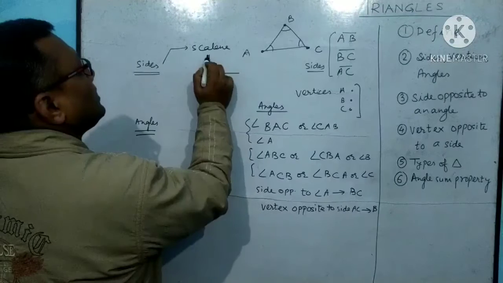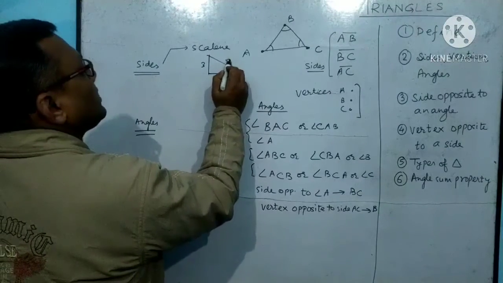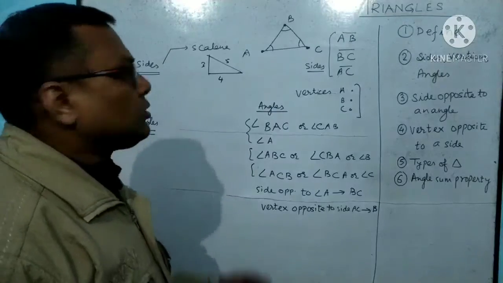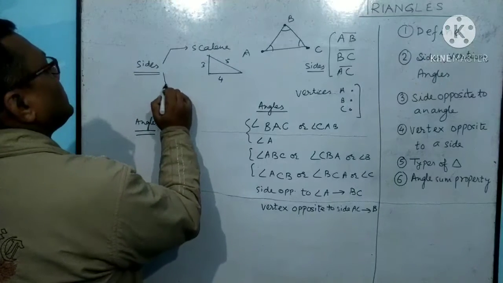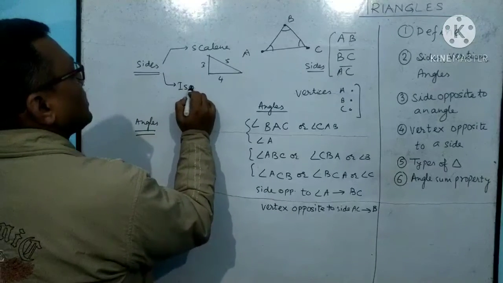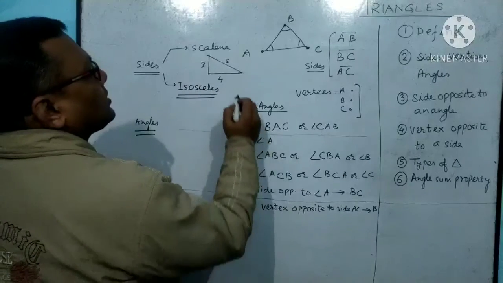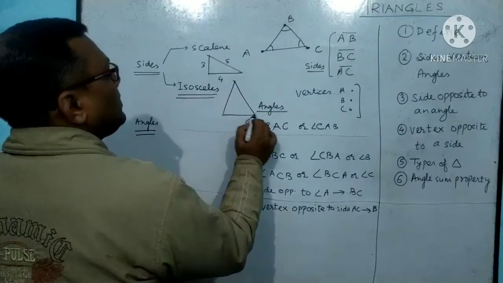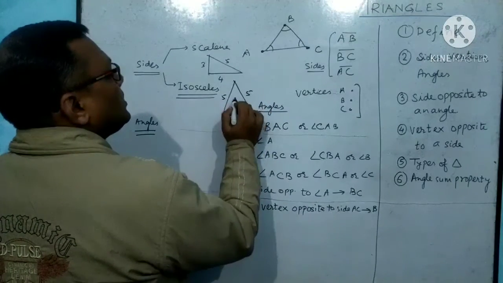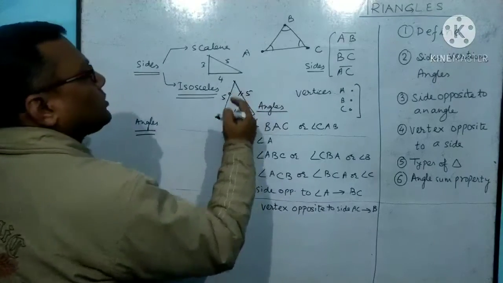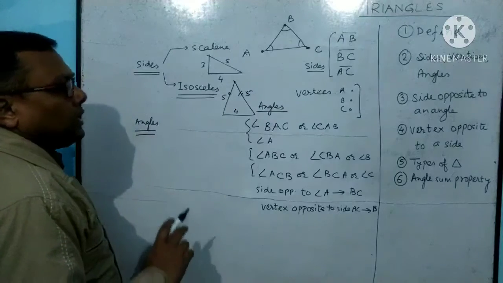Like I have taken this triangle in which one side is 3, second side is 4, and third side is 5. So it is scalene because no side is equal. The second type is isosceles, in which two sides are equal. Suppose I make a triangle in which I have taken this side as 5, this is 5, and this is 4. Then both these sides are equal. So it is an isosceles triangle in which two sides are equal.